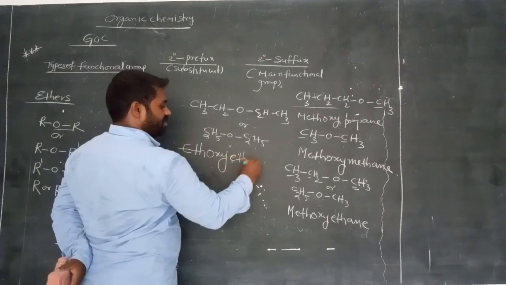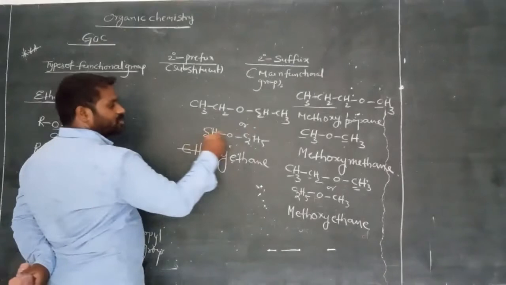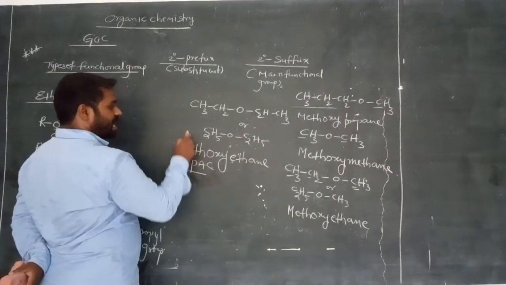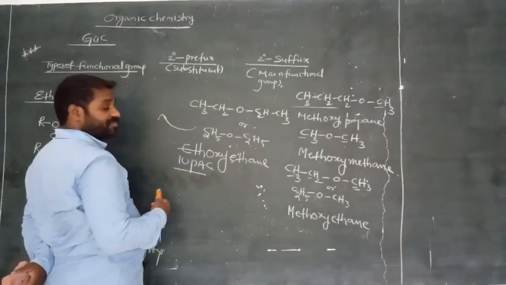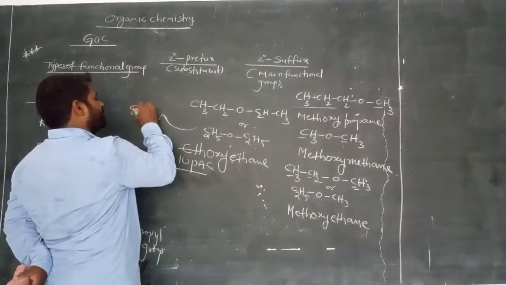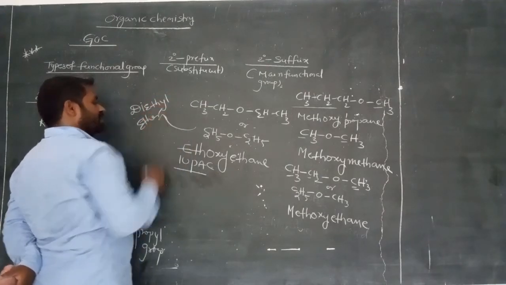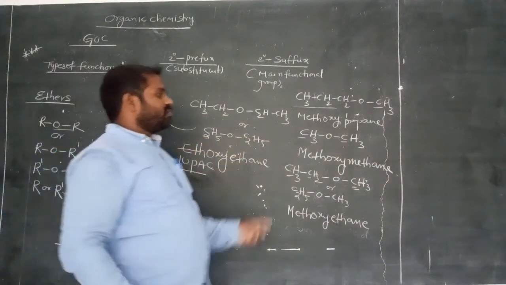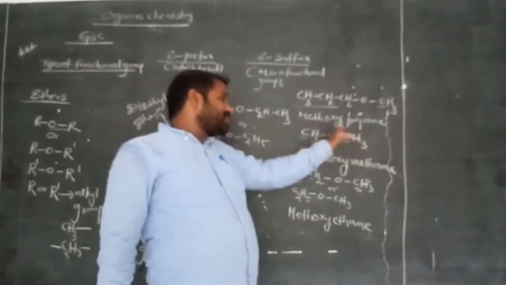Ethoxyethane is the IUPAC name, the systematic name. Common name: how many ethyl groups are there? Two ethyl groups. So diethyl ether is the common name. But the systematic name or IUPAC name is ethoxyethane. What is the common name for CH3OCH3? Dimethyl ether. But IUPAC name methoxymethane.